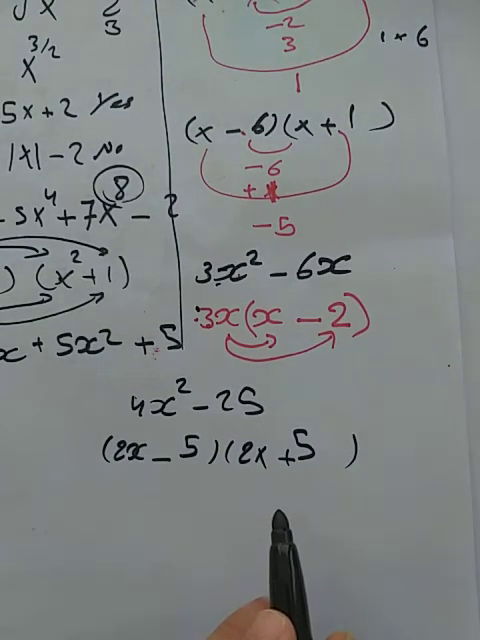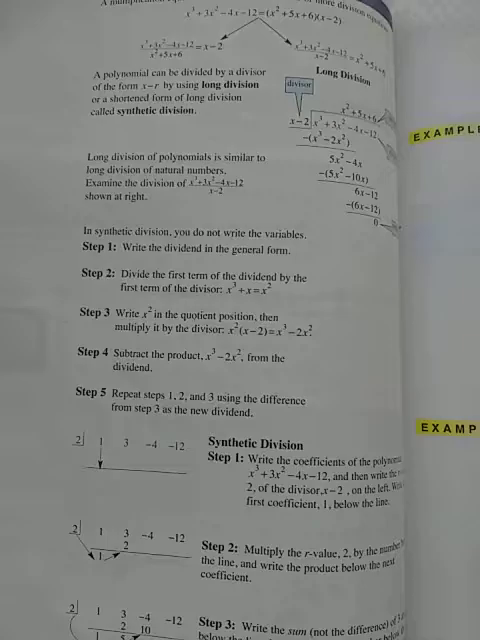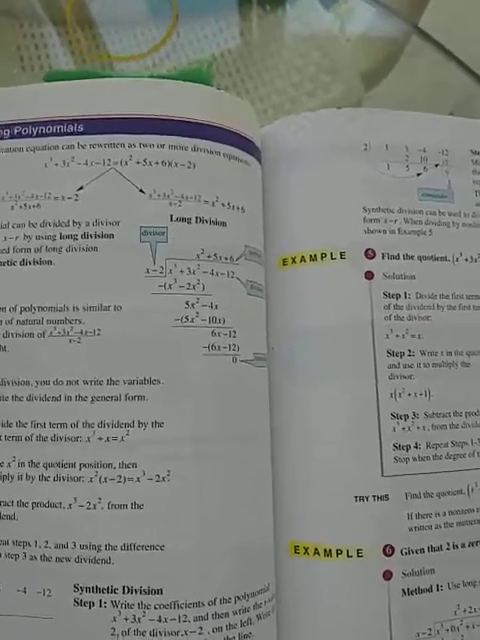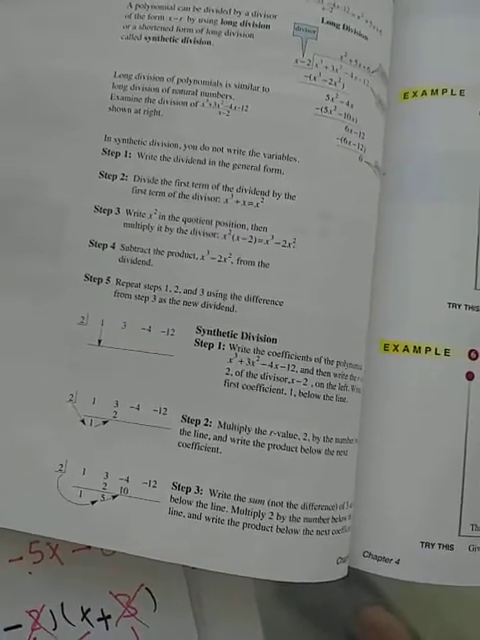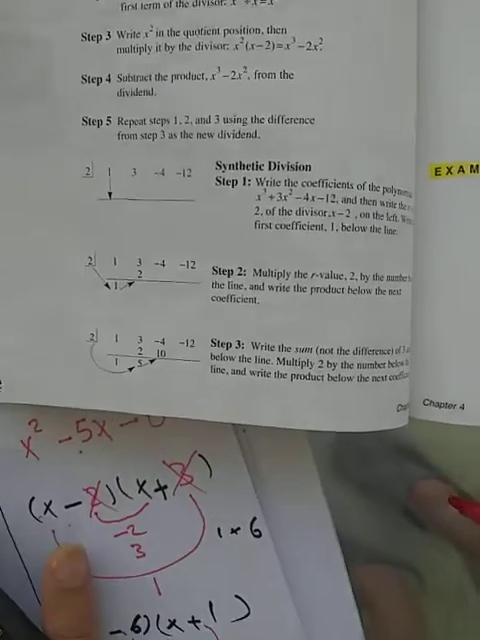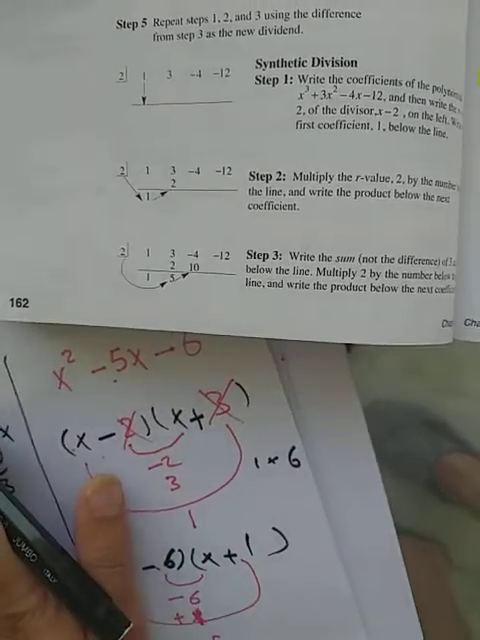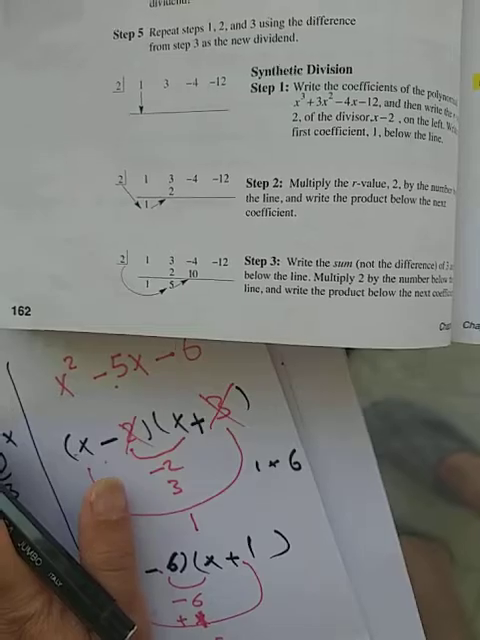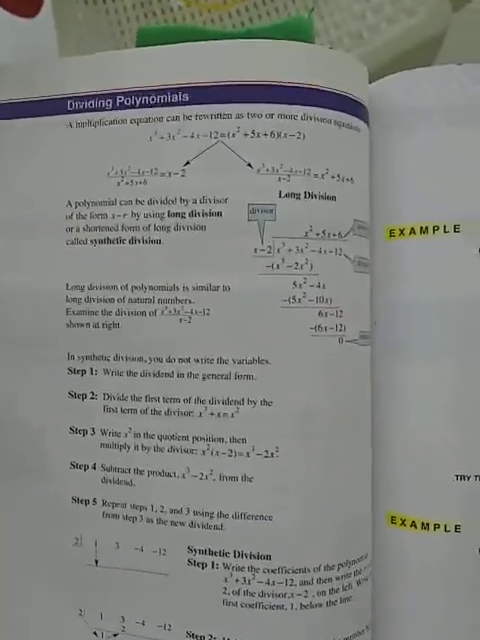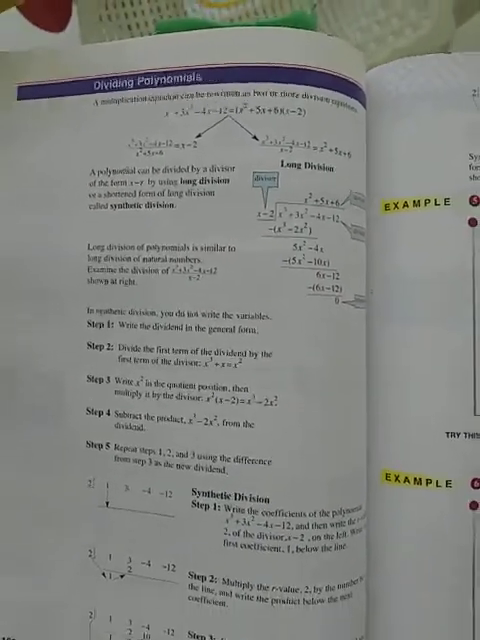Dividing polynomials. How can you divide polynomials? This one is a polynomial. Dividing polynomials, you have two ways. The first one is by long division and the second by synthetic division. This one is synthetic division and this one is long division.